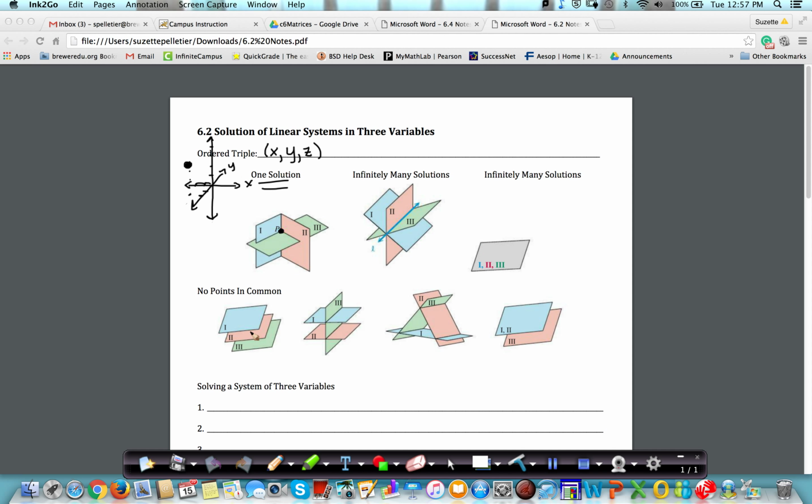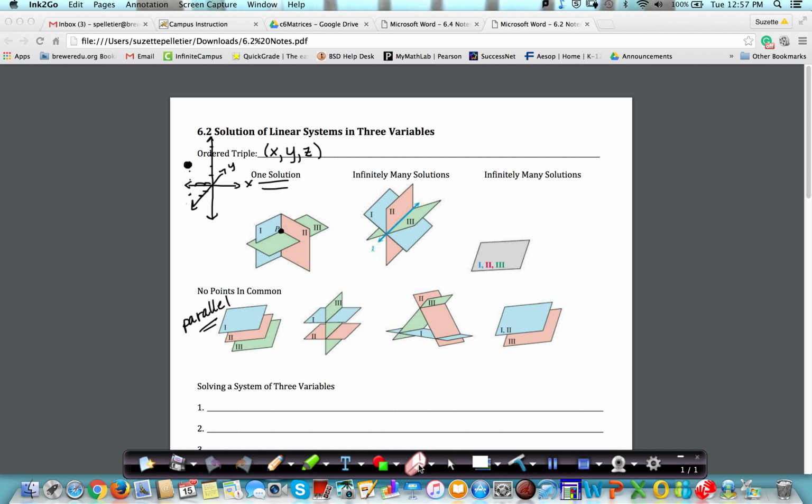Okay? No points in common are when your planes are parallel. So anytime you're dealing with parallel, it's no points in common. This one has no points in common because these 2 planes are parallel to each other. And then this one coincides with the blue plane here, but doesn't coincide with the orange plane in the same spot. So they don't all 3 correspond in the same place. Neither do these, and then also neither do those.